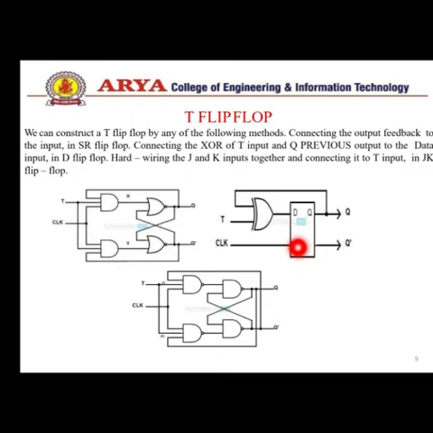This condition arises in the JK flip flop when J equals K equals 1. So we need this condition, and to get it we connect J and K to a single wire.